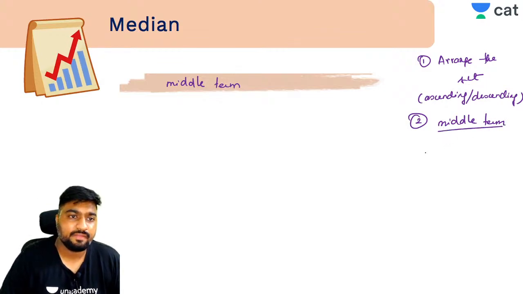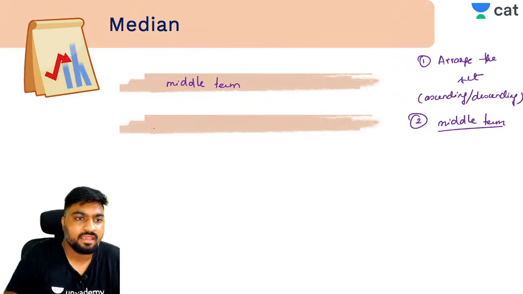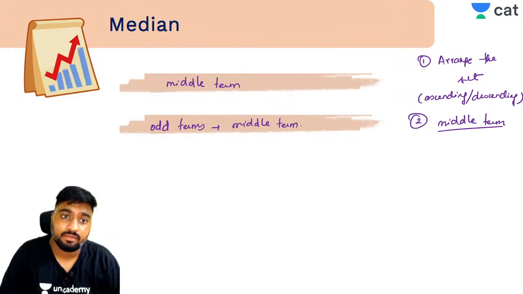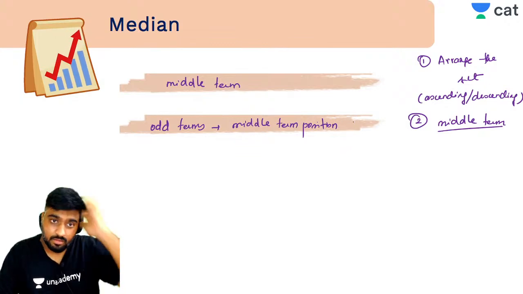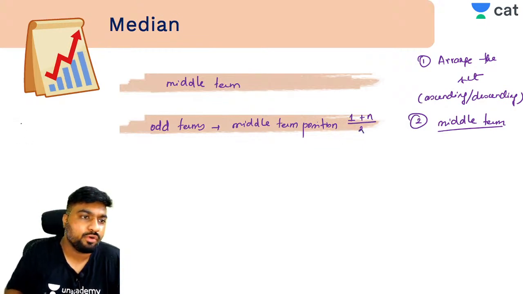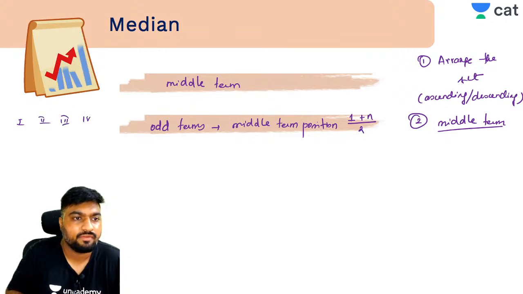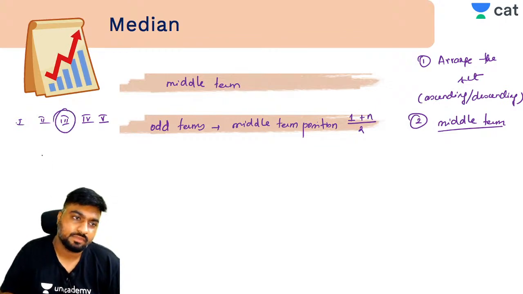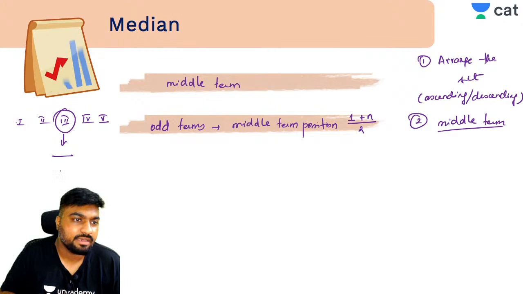If there are an odd number of terms, then the middle term's position, not the middle term itself but its position, will be what? First number 1 plus n by 2. So if there are 5 terms, let's say first term, second term, third term, fourth term and fifth term, then 1 plus 5 is 6, by 2, third term. Whatever its value is, that becomes the median.